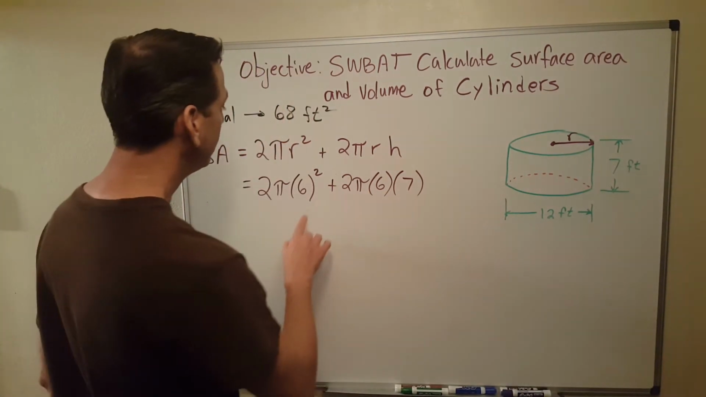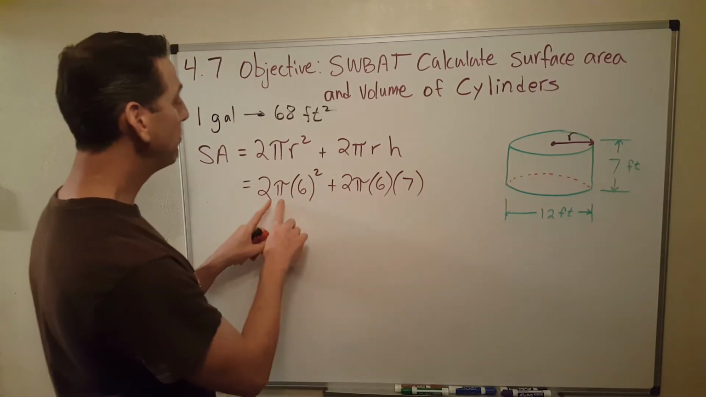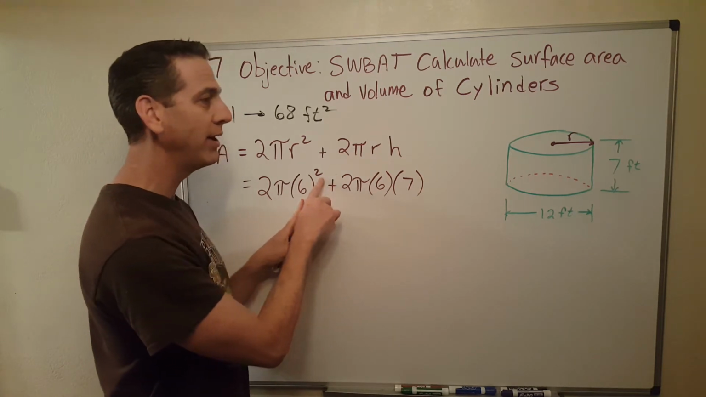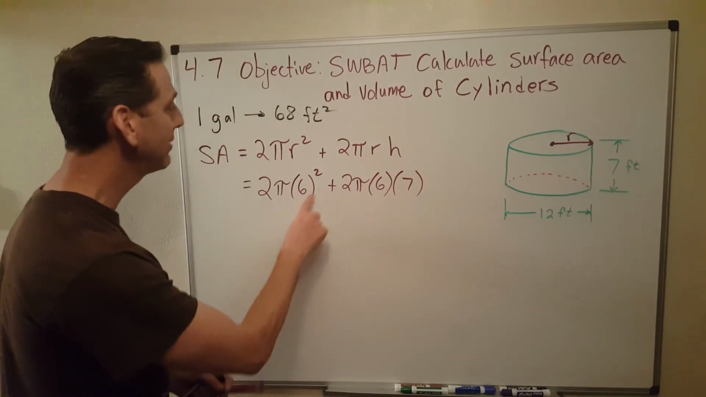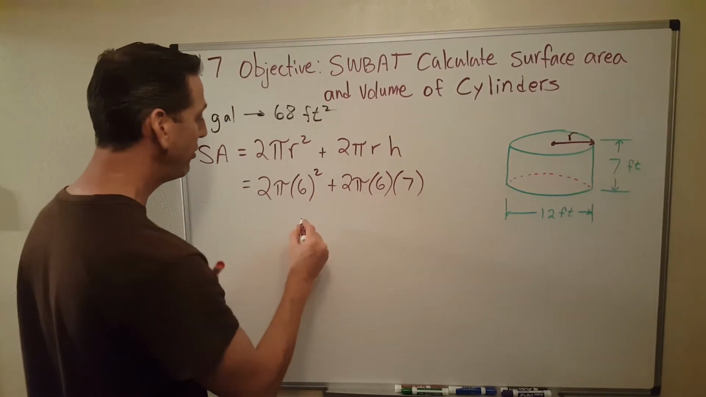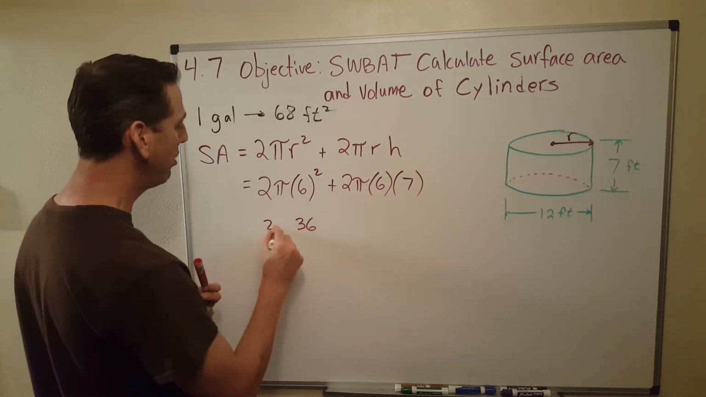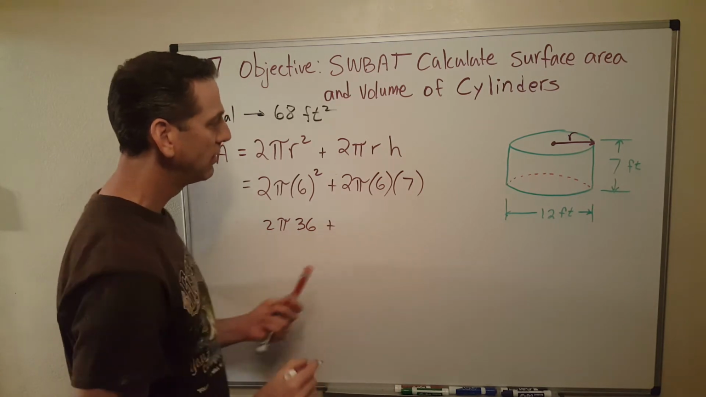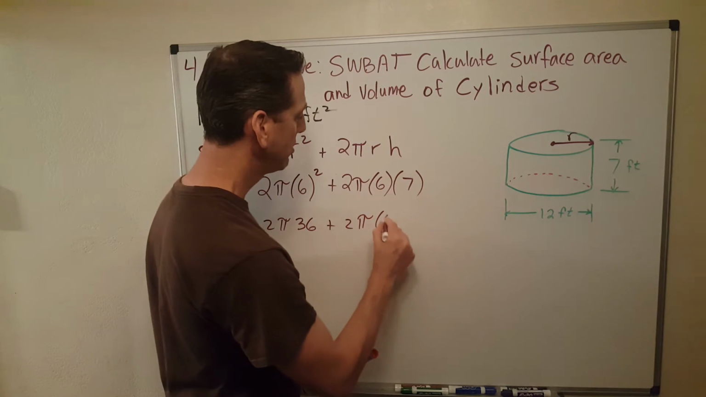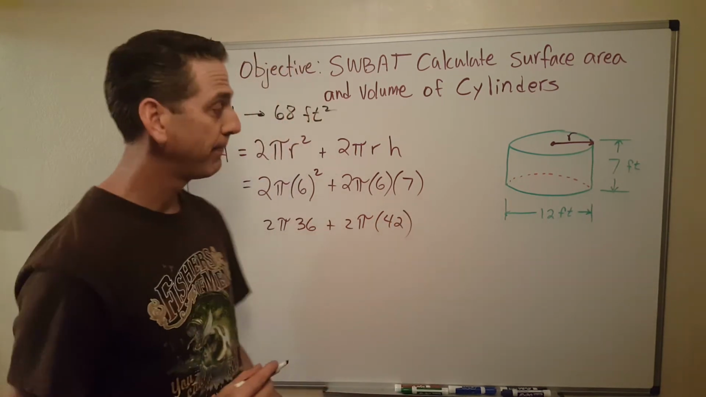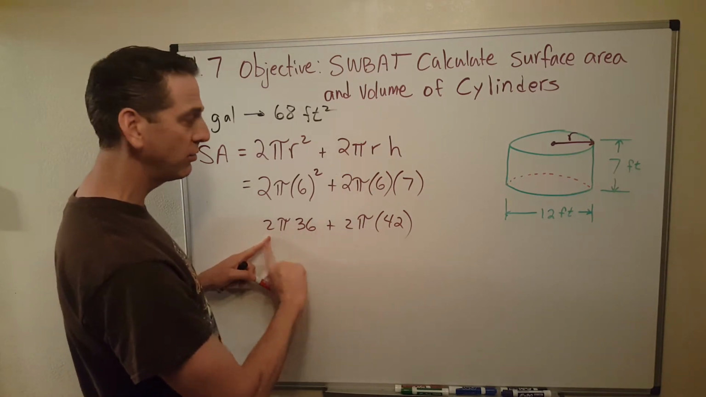All right, so first I got to know my order of operations. Do I multiply first, or do I use the exponent? Exponents come before multiplying. So 6 times 6 is 36. And by the way, I'll just go ahead and write it all out instead of taking shortcuts. 6 times 7 is 42. Now I can multiply these two guys, right? With multiplication, the order doesn't matter.